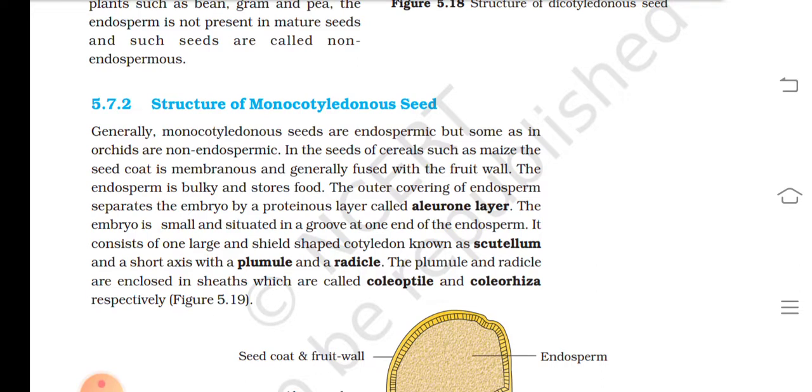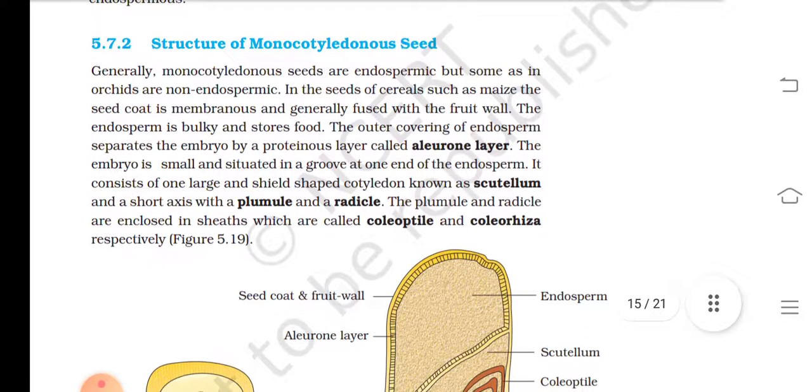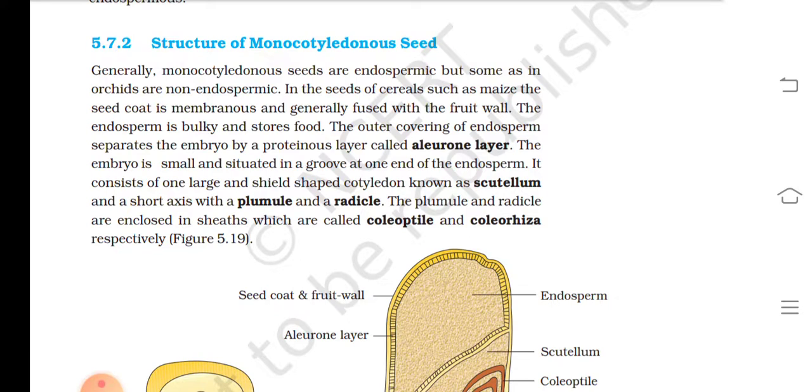Generally, monocotyledonous seeds are endospermic, but some, as in orchids, are non-endospermic. In the seeds of cereals such as maize, the seed coat is membranous and generally fused with the fruit wall. The endosperm is bulky and stores food. The outer covering of the endosperm separates the embryo by a proteinous layer called the aleurone layer. The embryo is small and situated in a groove at one end of the endosperm.